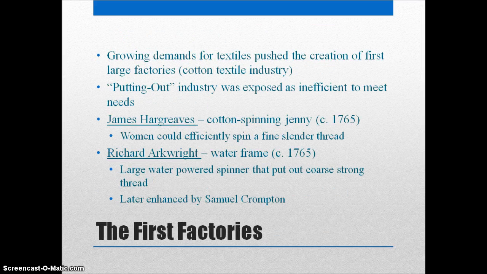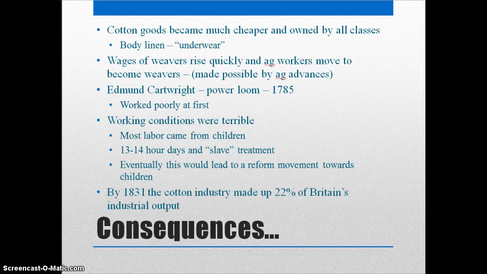Cotton goods became much cheaper. They were owned by all classes. This is what's going to move us toward what we call class consciousness, this idea that everybody is now owning certain luxury items. Most specifically, your text talks about underwear, okay, and body linens being something that was a luxury that we may not think of or take for granted, that was now used by all classes of people. The wages that weavers received rose quickly. And many agricultural workers, because of the ability to produce food being made by less people, were able to become weavers.